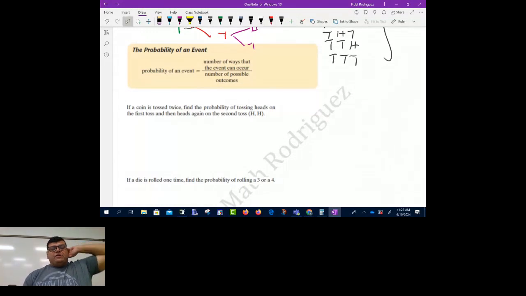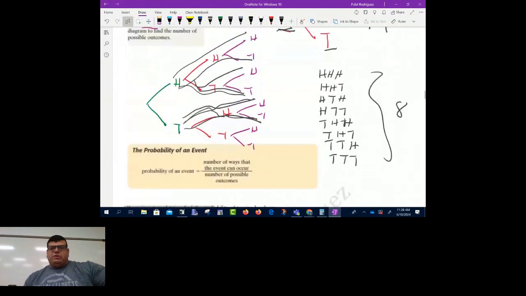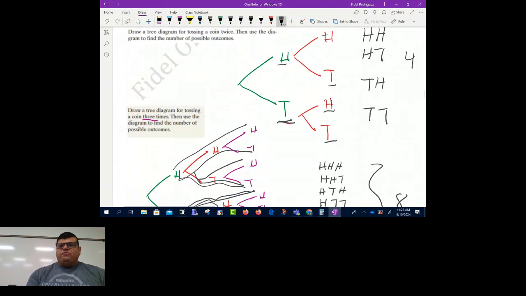So, y'all, it says if a coin is tossed twice, okay, so let me come back over here. Y'all, these were the possibilities that we had when we flipped it 2 times, okay?